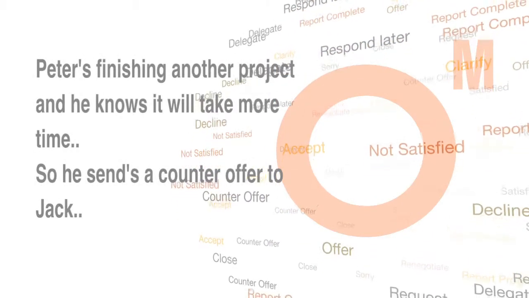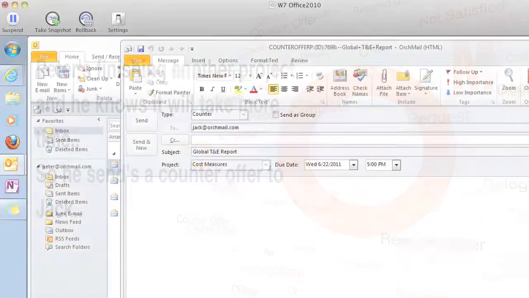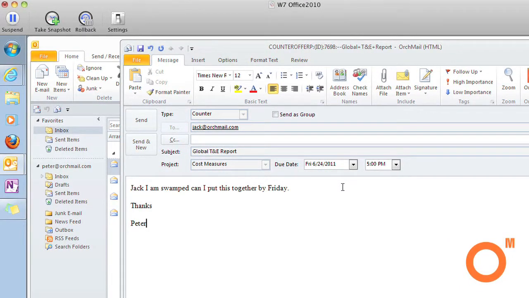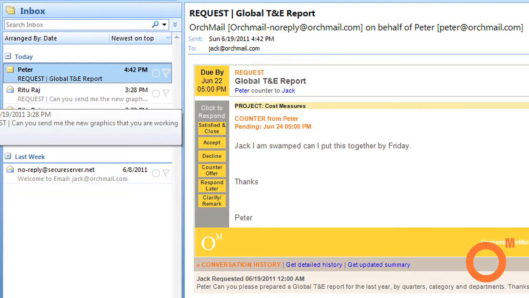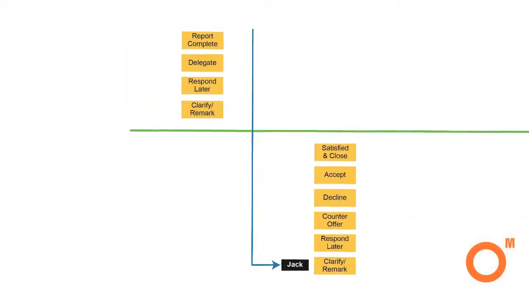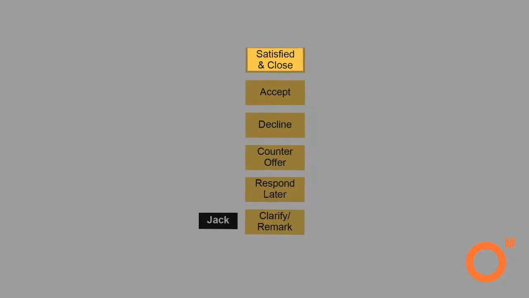However, Peter's finishing another project, and he knows it will take more time, so he sends a counteroffer to Jack. Jack can respond with satisfaction and close the conversation. He can accept Peter's counteroffer. He can also decline the new terms set out by Peter, respond with his own counteroffer, postpone, or ask Peter for clarification.